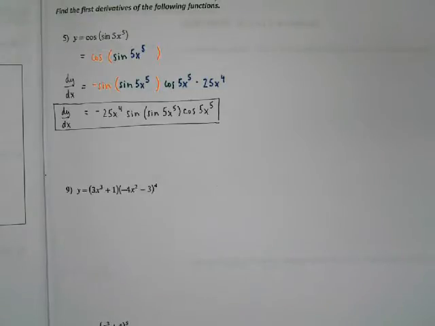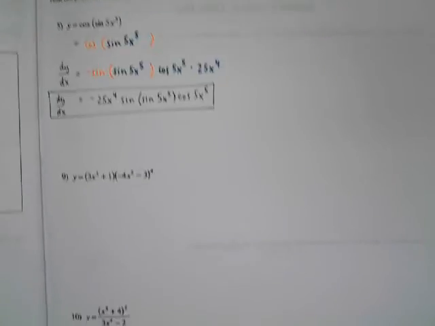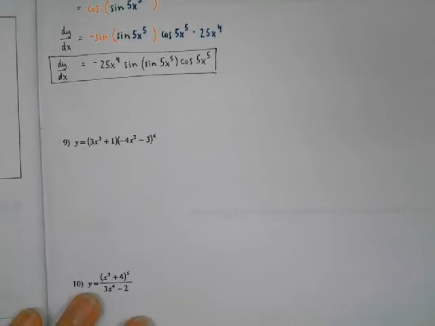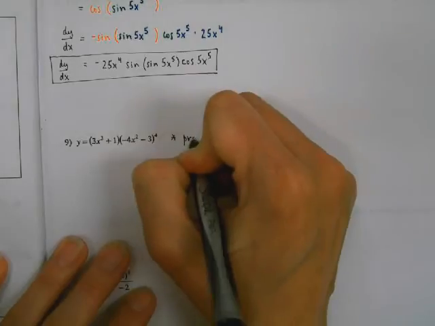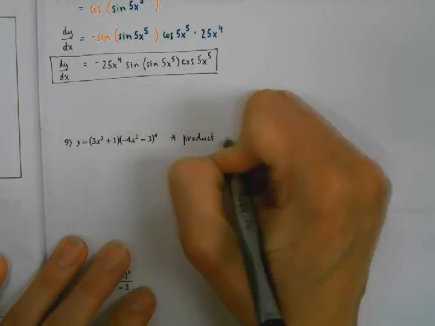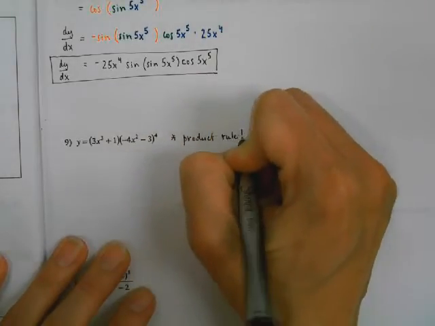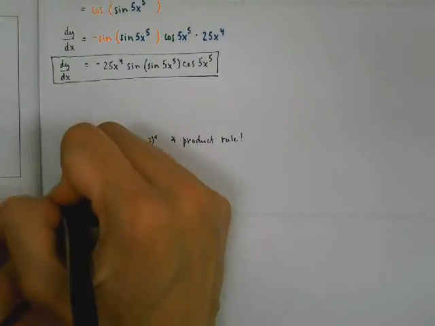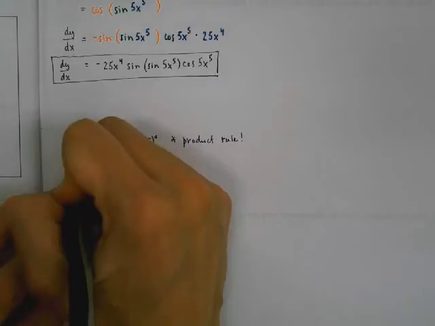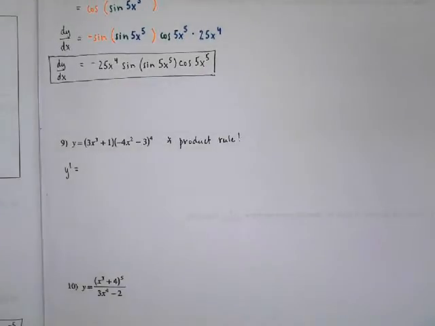So the next two problems we're going to focus on are putting together our chain rule with product and quotient rule. So in number 9, clearly we have two factors here, so we're going to be using our product rule, along with the chain rule. Our product rule is going to function just as it did before.